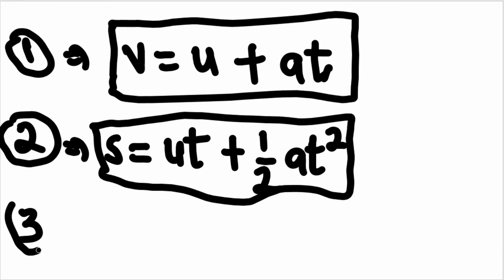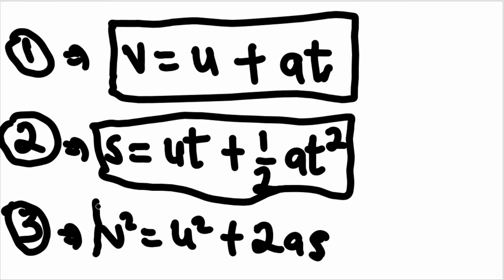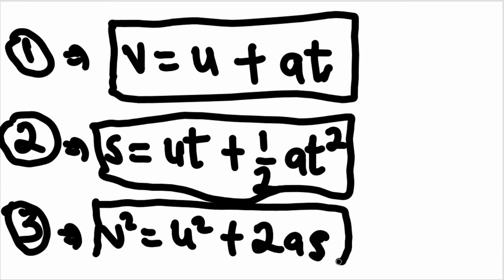The third one that we also need to know is V squared equals U squared plus 2AS, that is, 2 times A times S. In this one, you can see that there is no time. Sometimes they will give you a question and not talk about time at all. Then you'll be able to use this one, they'll give you distance and so on, to find whatever you want if they all fall in the same equation.